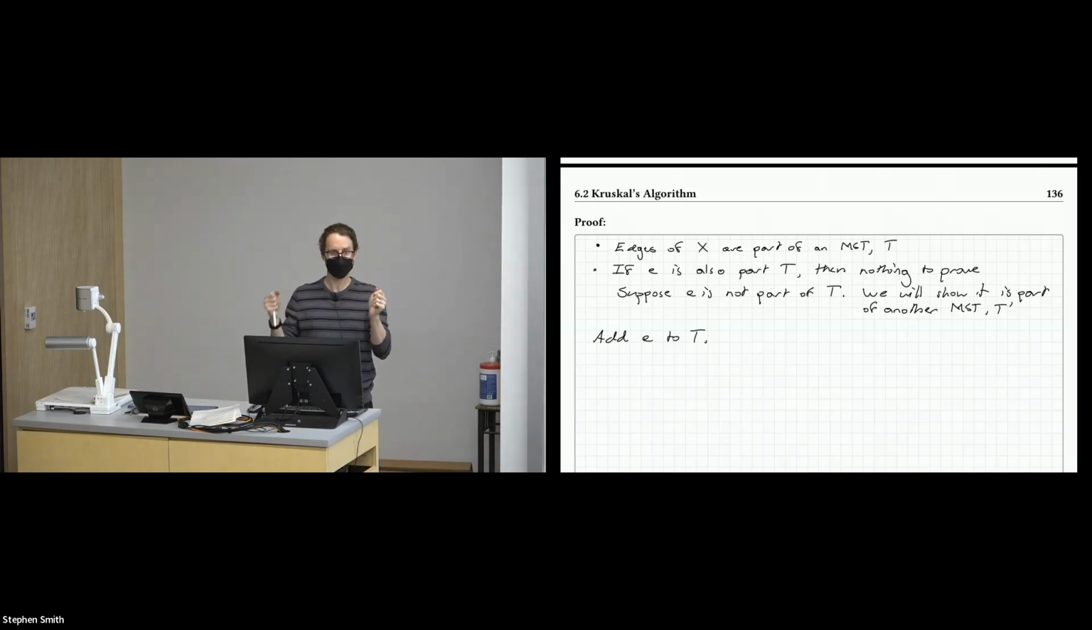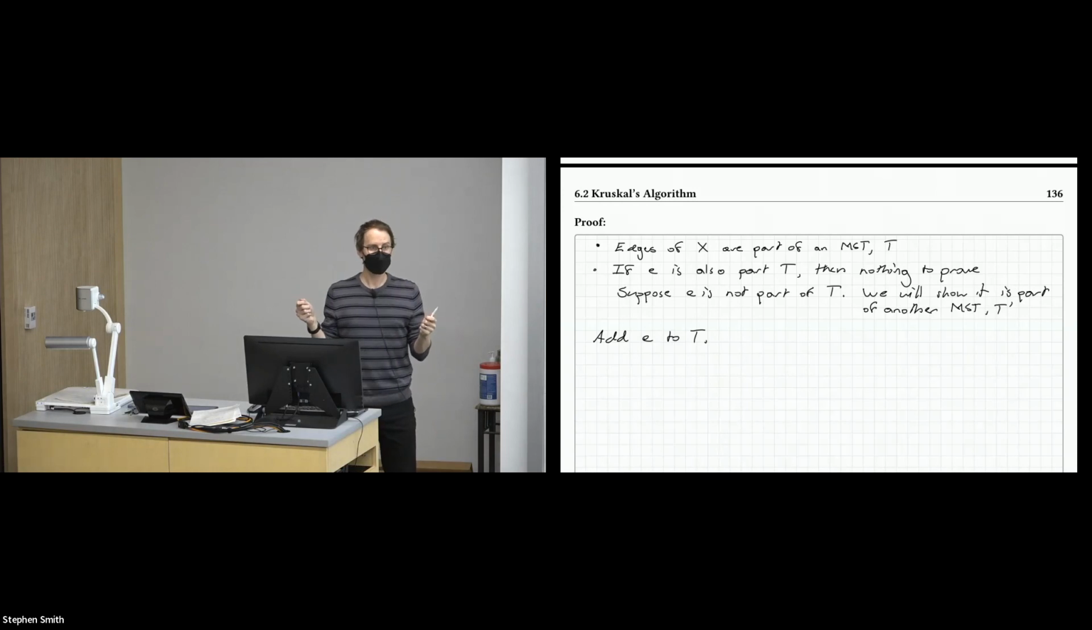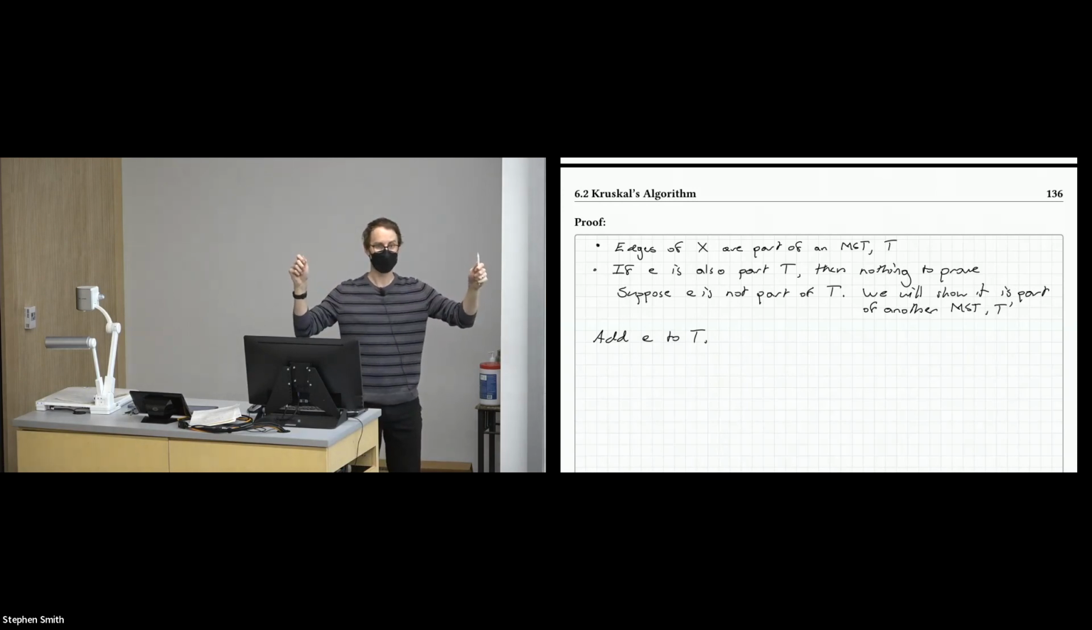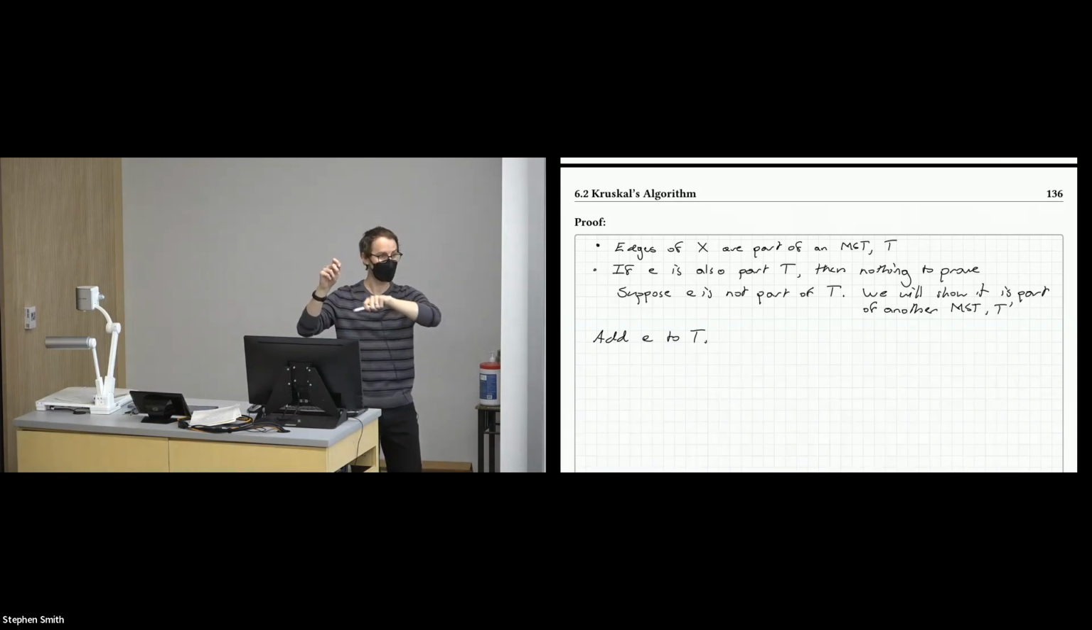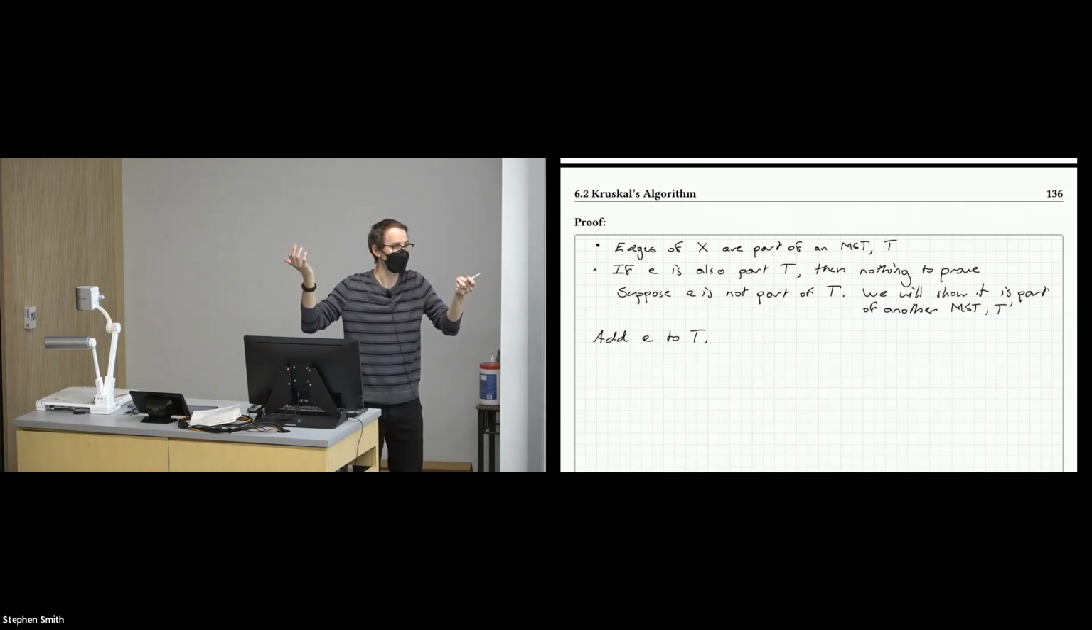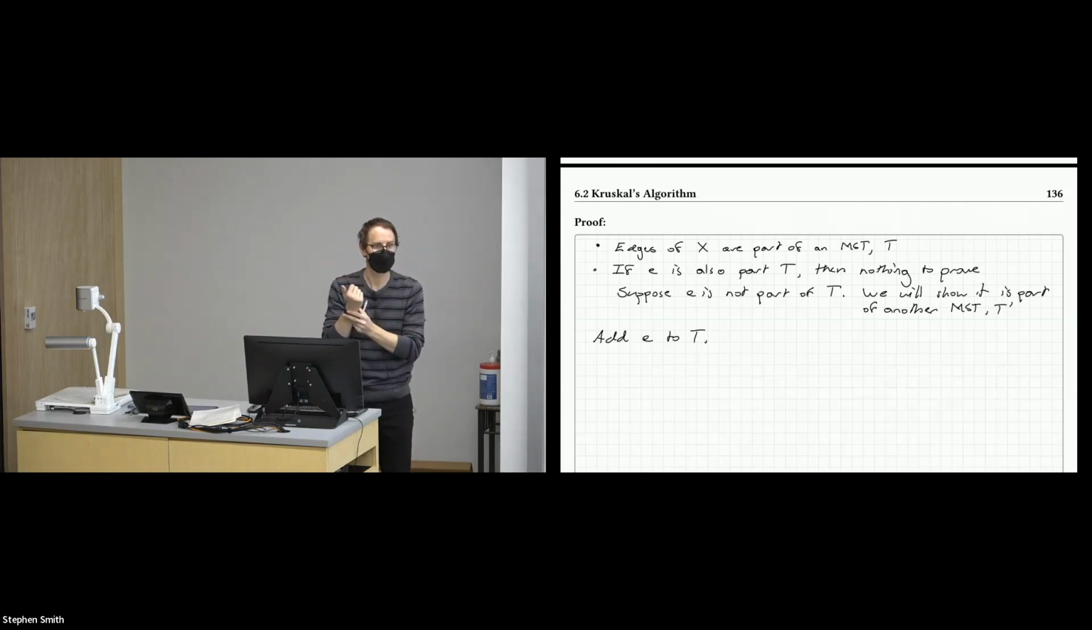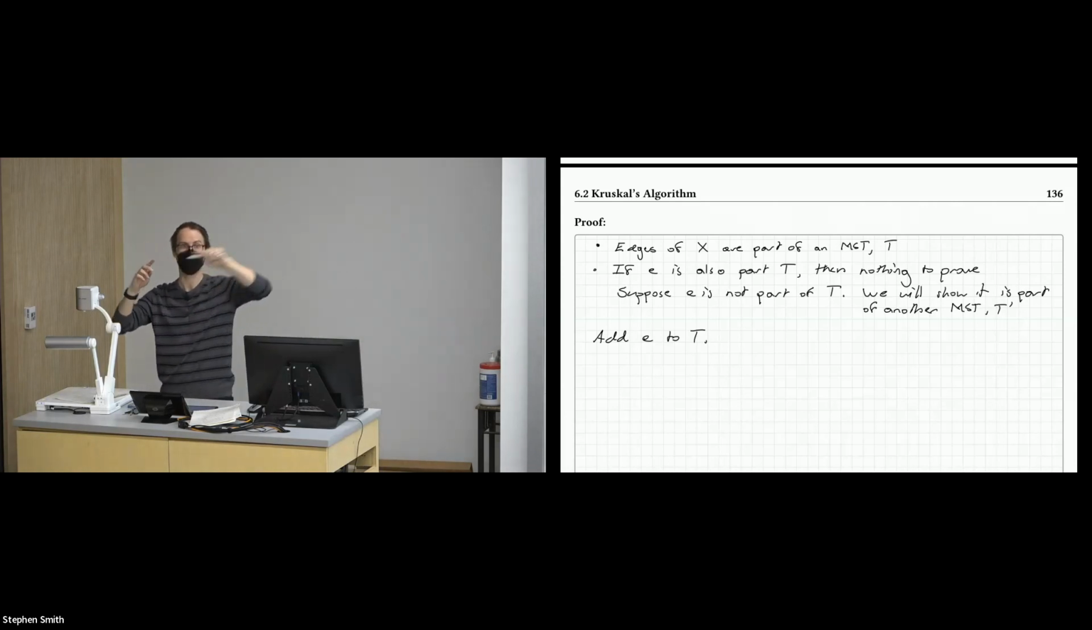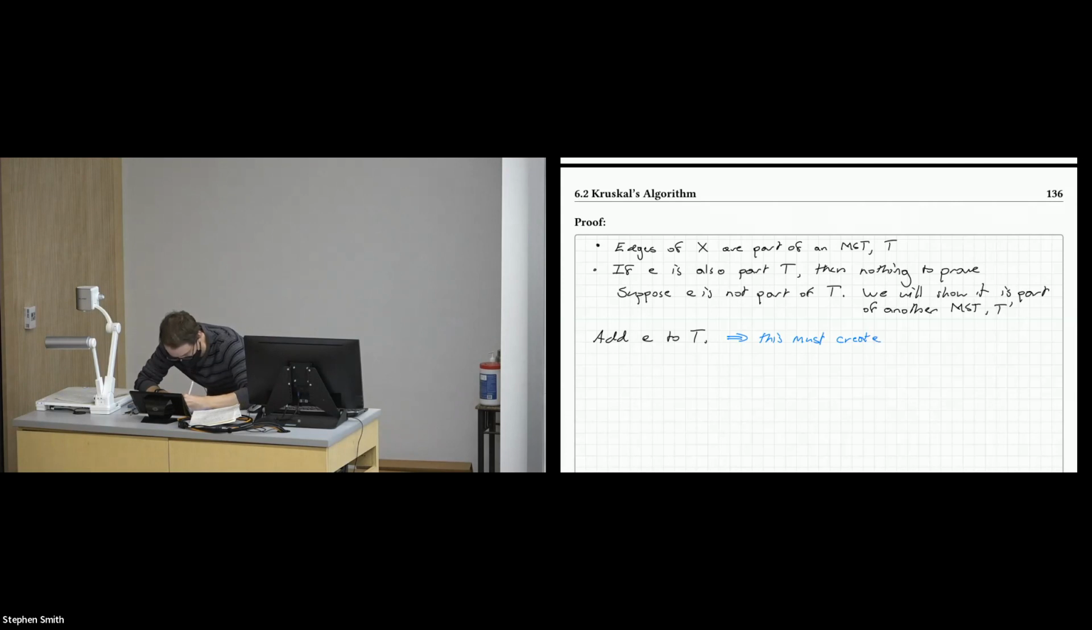For anyone that's unsure, my argument for it is the tree was connected, so it contained a path between the endpoints of the edge E, and now I just added the edge E. So that path that was in T plus the edge E has to make a cycle. There was already a way to get between its endpoints, and now I added a second way. So follow that whole thing around, that creates a cycle. Okay, so this must create a cycle.